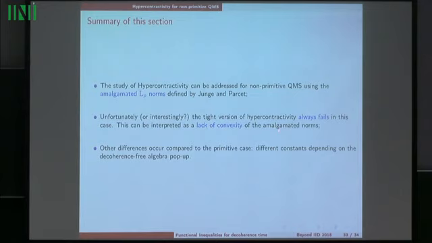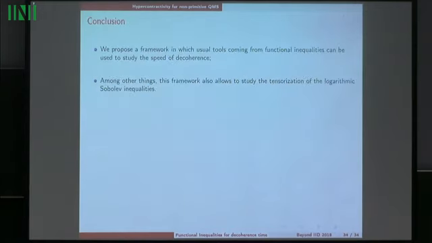And I think this result was not known before. Okay, and there are also some other differences that occur compared to the primitive case, and those differences appear as constants in different parts. So to conclude, we propose a framework in which we can study the decoherence time of a quantum Markov semigroup using functional inequalities. Among other things, this framework is also the good framework in order to study the tensorization of the log-Sobolev constant.